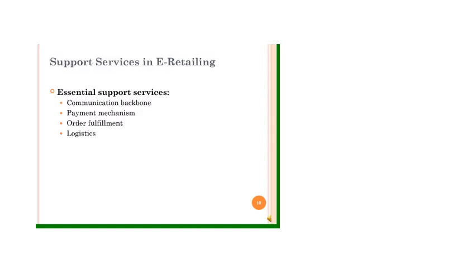Like all retail businesses, an internet retail business requires support services as a prerequisite for successful operation. These services are required to support the business, online and offline, throughout the complete transaction processing phase. The following are the essential support services. Communication backbone between the suppliers, wholesalers, and business, and then again between the business and the customer. Payment mechanism, order fulfillment, and logistics, where the company plans a strategy for being both effective and efficient.